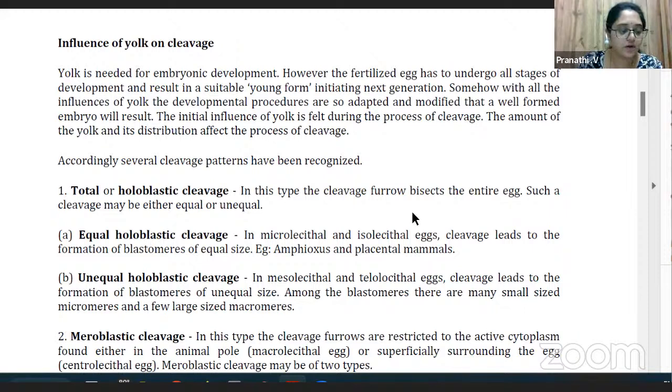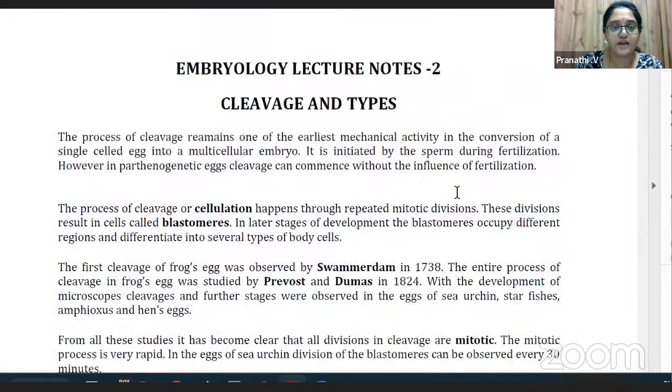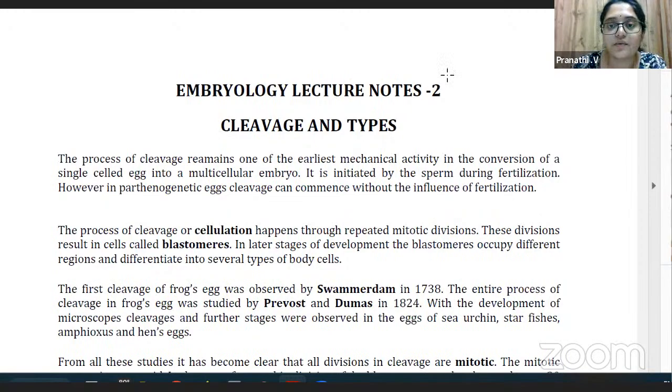Yes. Furrow means a hole? Furrow means, see, I'll tell you. One minute. I think I have a picture of that. It's not a hole, basically. What it is, wait. I'll show you that. Please have a look.